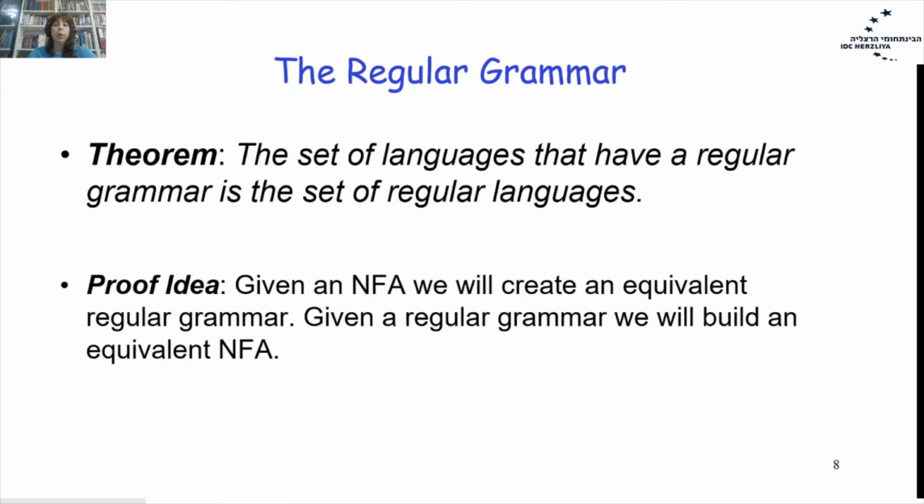Let's talk about an additional theorem. The set of languages that have a regular grammar is the set of regular languages. The proof idea is very simple. Given an NFA, we can create an equivalent regular grammar. Given a regular grammar, we can build an equivalent NFA, where each rule of the grammar will be a transition from one variable to another variable, and so on.